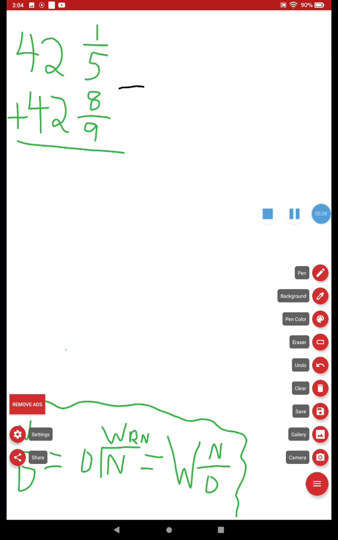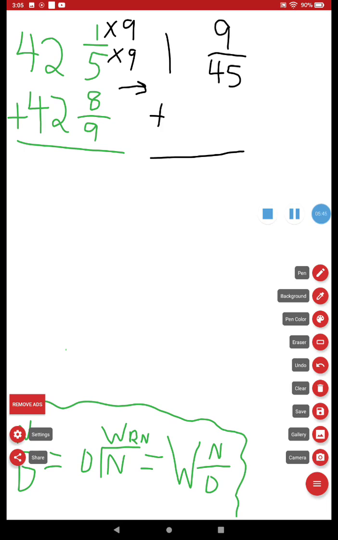I'm going to have to change them both to have a denominator of 45. When I do that, I've got 5 times 9 equals 45. Rewrite my addition sign and equal bar. Fraction, 5 times 9 is 45. Remember, whatever I do to the bottom, I've got to do to the top. 1 times 9 is 9. And my 42 wholes stays the same.